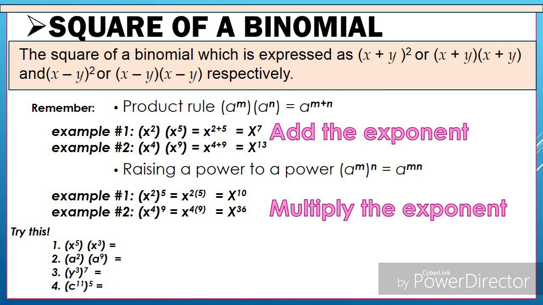Okay, meron tayong 4 exercises and then you can try it. Okay, please remember the laws of exponent kasi napaka-importante nito. Magagamit natin to sa mga special products or maa-apply natin to sa mga special products natin.